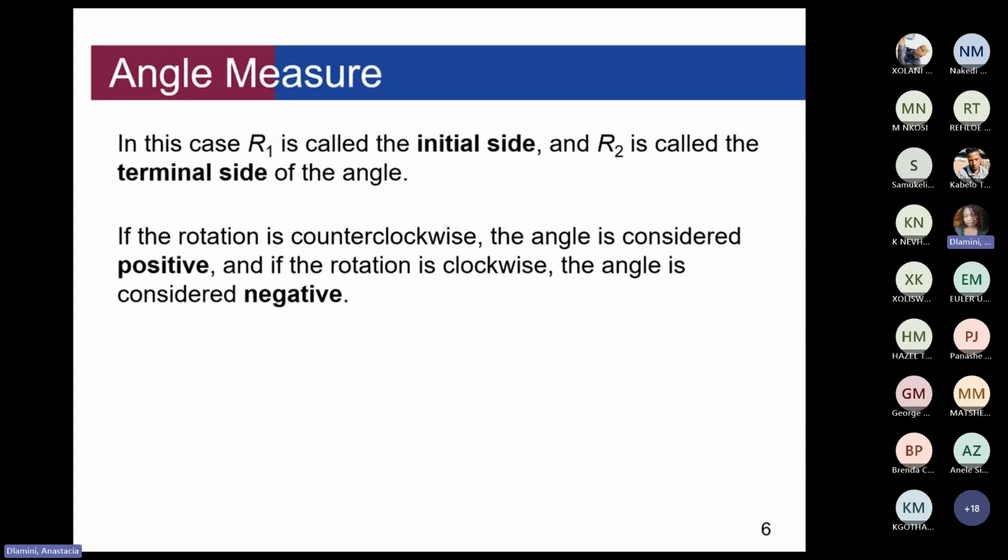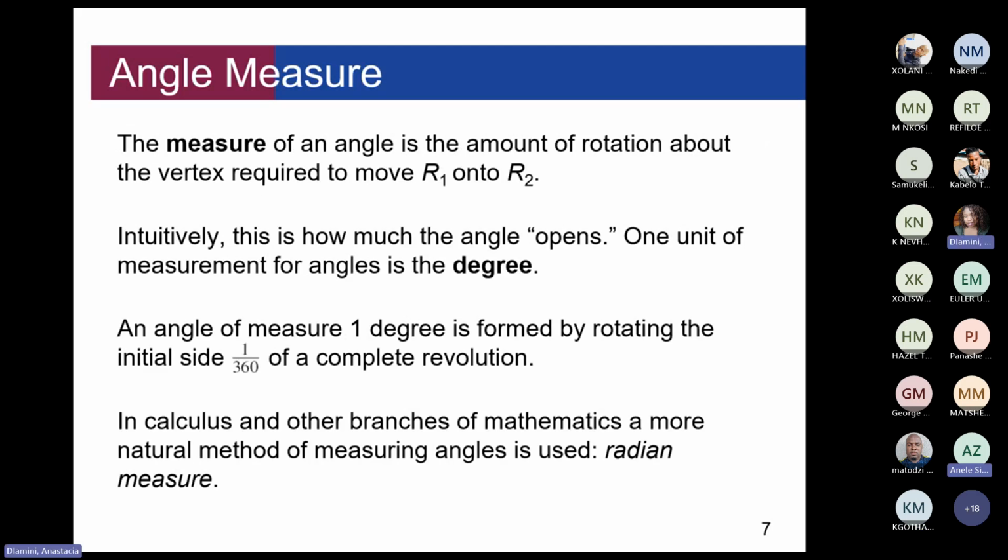Now they say in this case, R1 is called the initial side, R2 is called the terminal side of the angle. If the rotation is counterclockwise, some texts will refer to it as anti-clockwise, then the angle is considered to be positive, and if the rotation is clockwise, the angle is considered to be negative. If you understood your work previously, especially in chapter 5, it'll be easier for us to continue from here. Are we all together on the slide? Yes, ma'am.